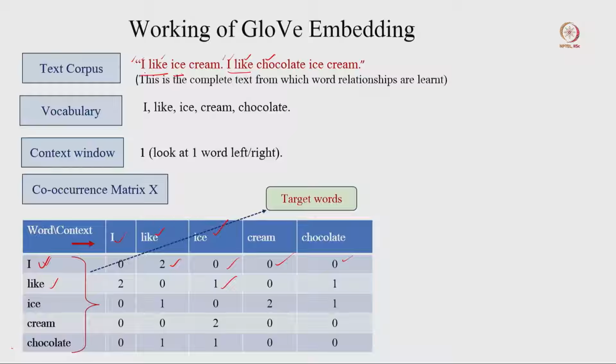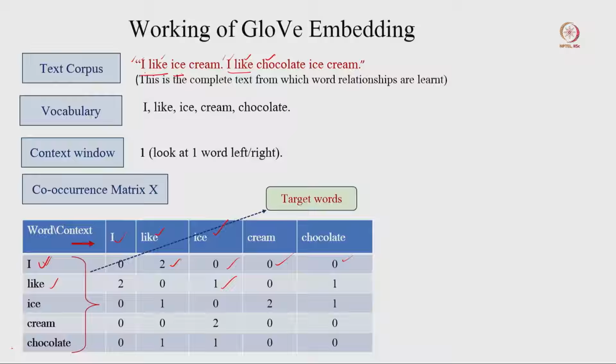Similarly, for "ice" we have calculated the number of times I am seeing the context words. So, "ice" is the target word, and I have checked for "I", "like", "ice", "cream", "chocolate". Ice and I, there is no co-occurrence. Ice and like, there is one co-occurrence. You can check it here in the sentences. Ice and ice, co-occurrence is 0. Ice and cream, co-occurrence is 2.